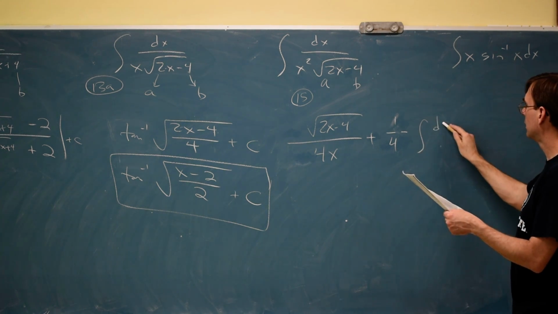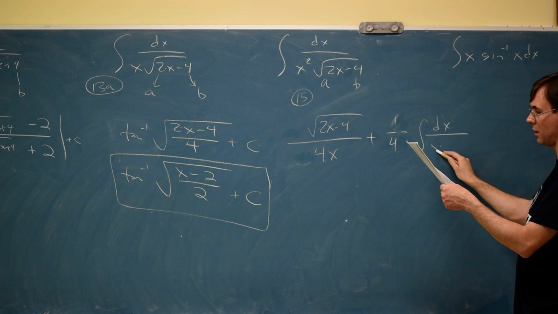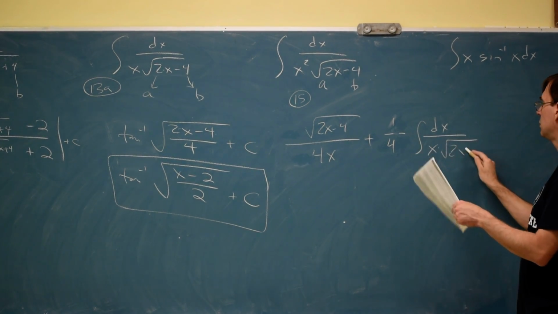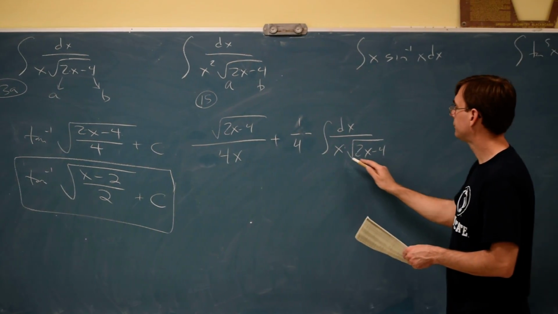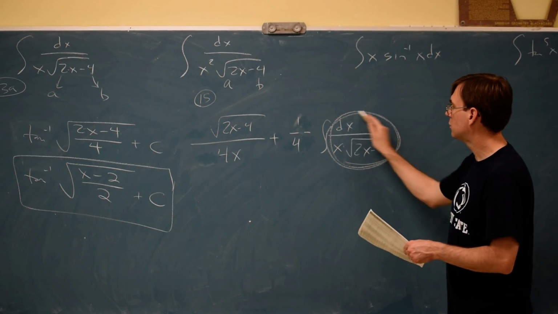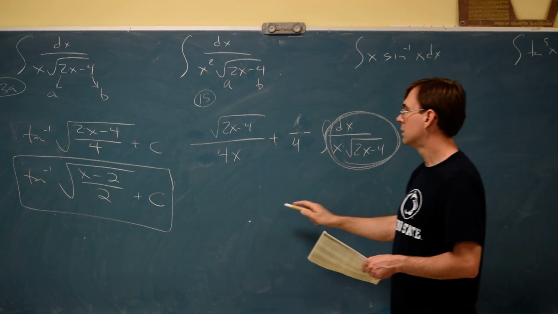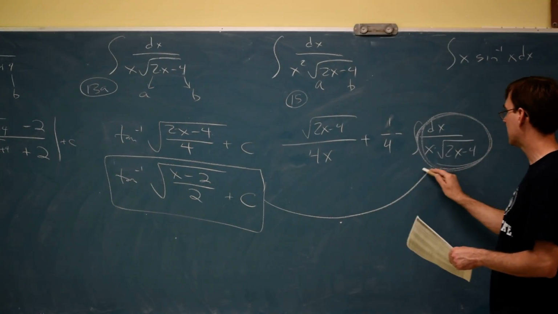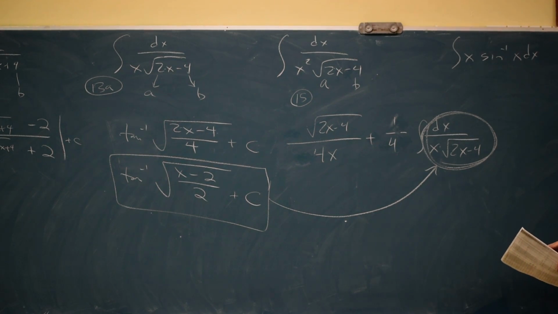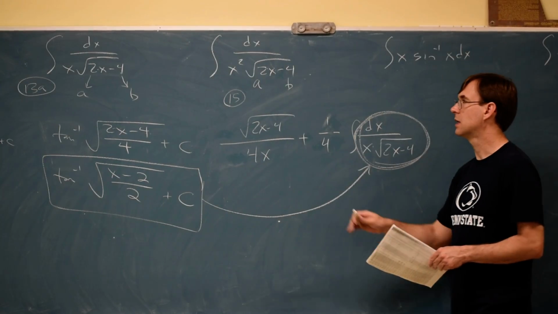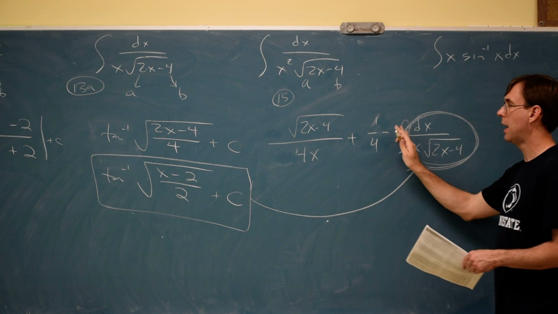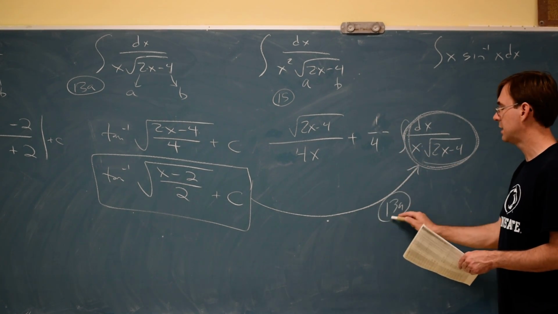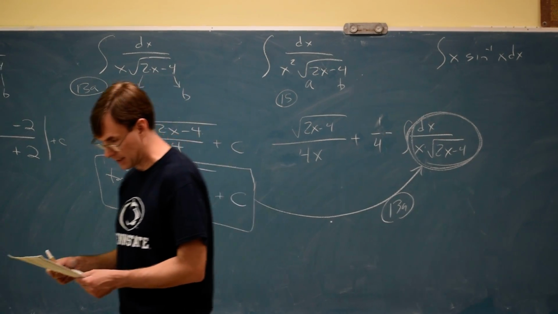integral, dx over x root 2x minus 4. This, we already did. We just did that right here. So if we took this answer and stuck it there, then that problem's done. Sometimes you'll get an integral that leads you to another integral. 15 leads you to 13a again. That can happen.